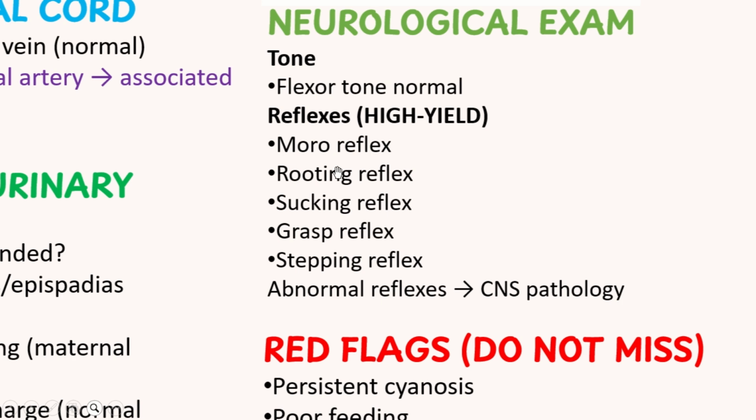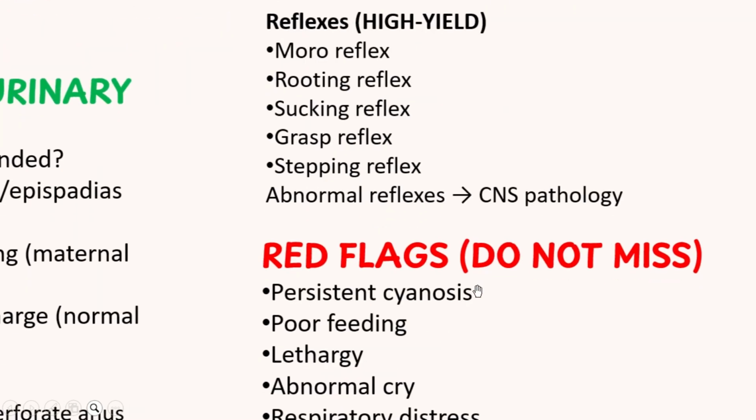We have the rooting reflex, and this one is going to occur when you try to put something on the cheek of a child, they turn and try to suck. They think it's a breast. Then we have the sucking reflex, where you put a clean gloved finger within the mouth of the baby, and you find that the baby tries to suck it. Grasp reflex is when you put your finger within the baby's palm and the baby tries to grab it. We have the stepping reflex, where when you put the baby on their toes, they try to step. And then we have some abnormal reflexes that you may find occurring that point to CNS pathologies. Hopefully we shall do a video about these reflexes.